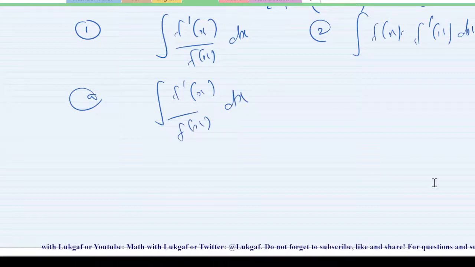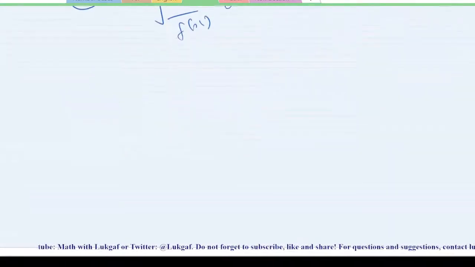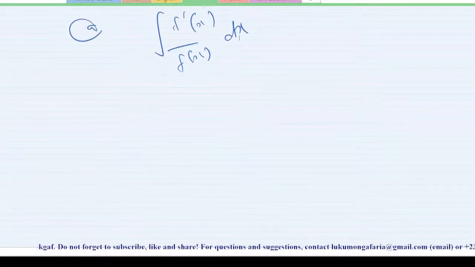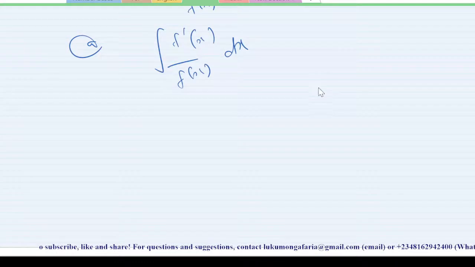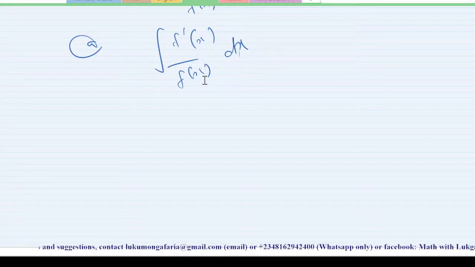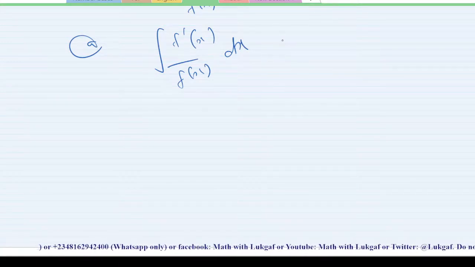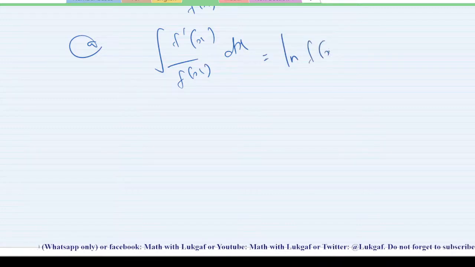What this is saying is that when you are given an integration and you observe that you have a function at the denominator, and when you differentiate it, you have your derivative at the numerator, you don't need to stress yourself. Then your result will be of the form ln f of x plus c.